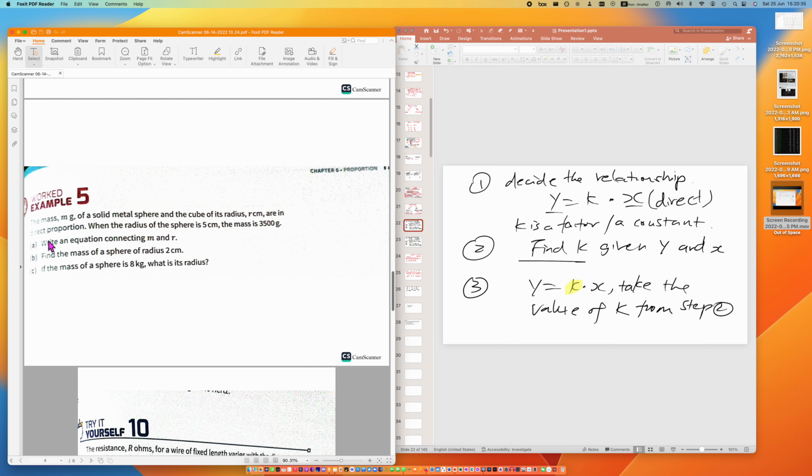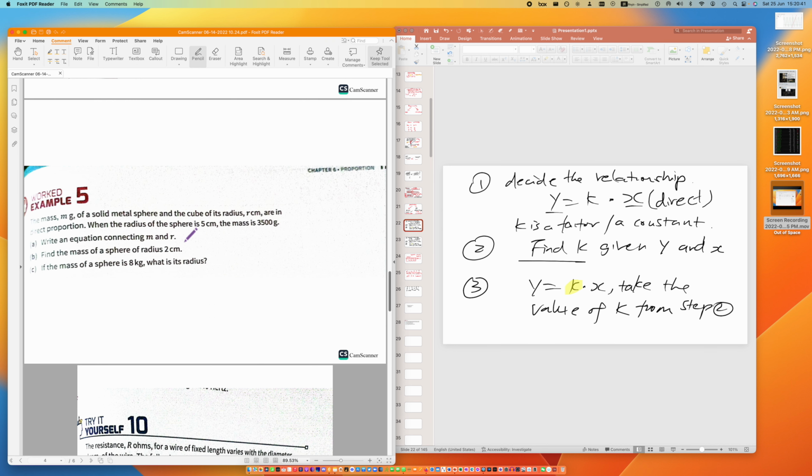So therefore, it's important that you read the question. Over here, they say the mass m and the cube of its radius r. So you replace the y with m because m comes first, can you see? And then k times the cube of its radius. Cube of its radius means radius cube. Okay?